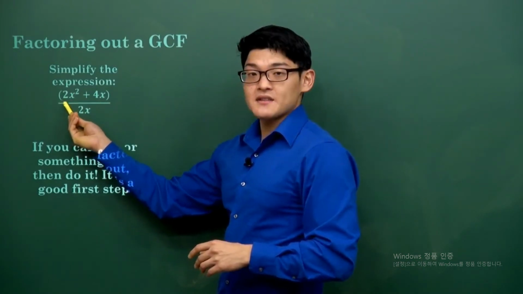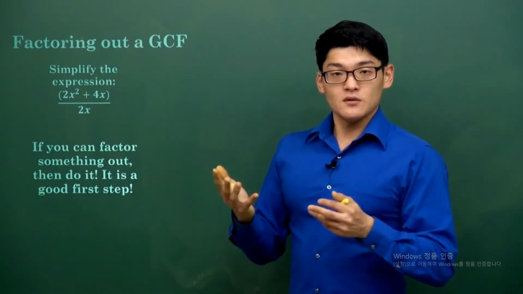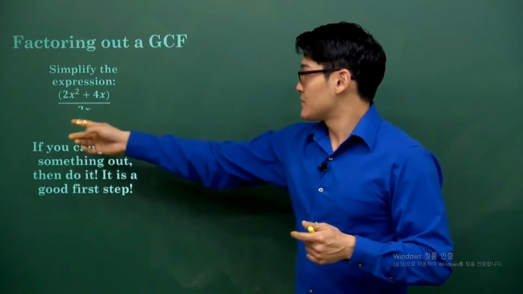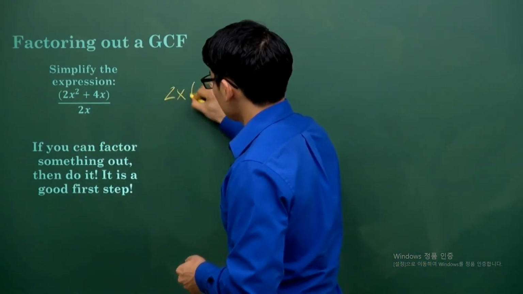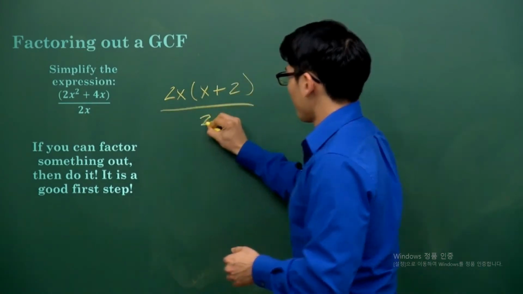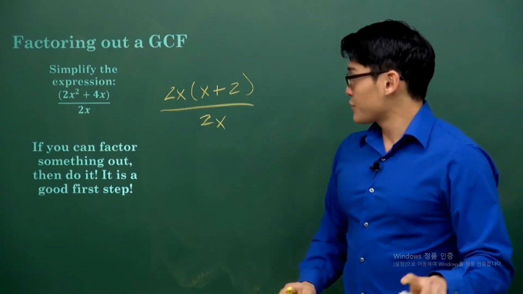What is something that is in both the 2x squared and 4x? If you look, there's 2. You can factor out a 2 as well as an x from 2x squared and 4x. Let's go ahead and do this. Okay, so we're left with that.